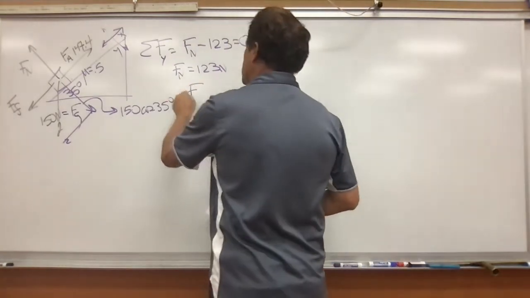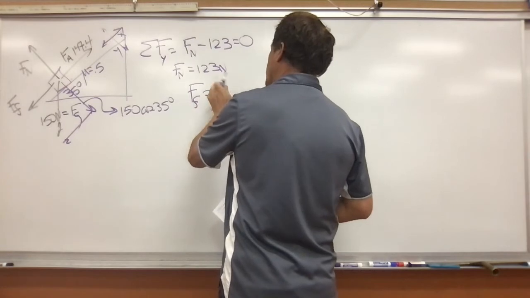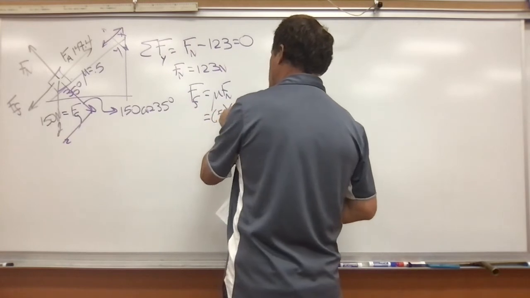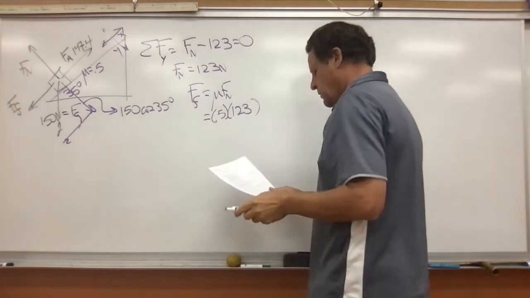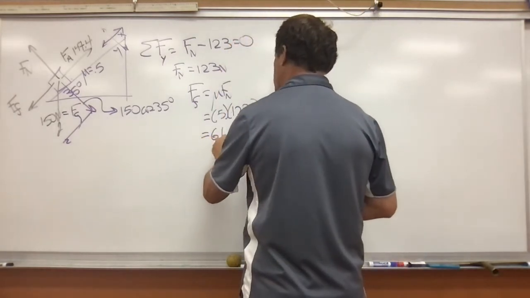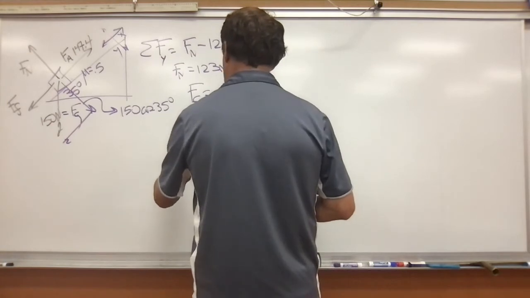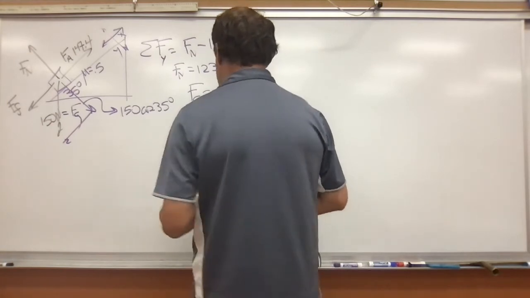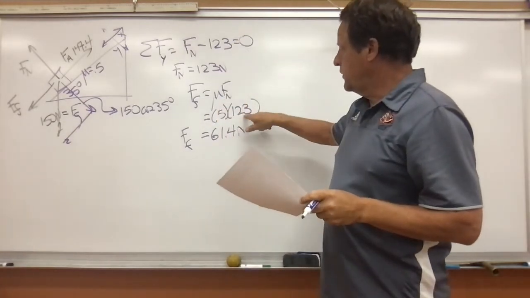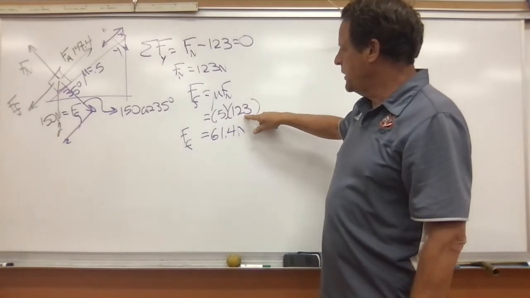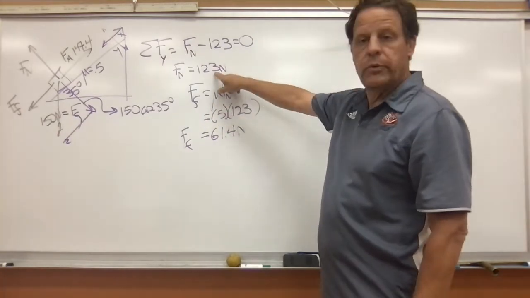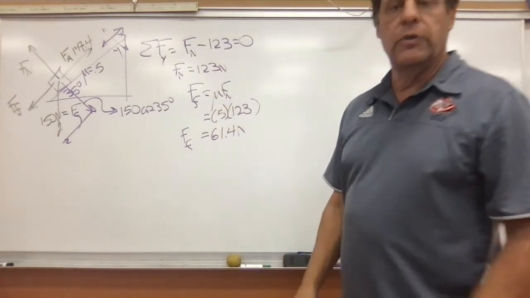And that is the answer to 16. Force of friction is equal to mu times force normal, which is going to be 0.5 times 123, which is going to be 61.4. 61.4 is equal to our force of friction. Now you can see here that this is not half of 123. It is slightly less because I rounded up this 123 from 122.87.